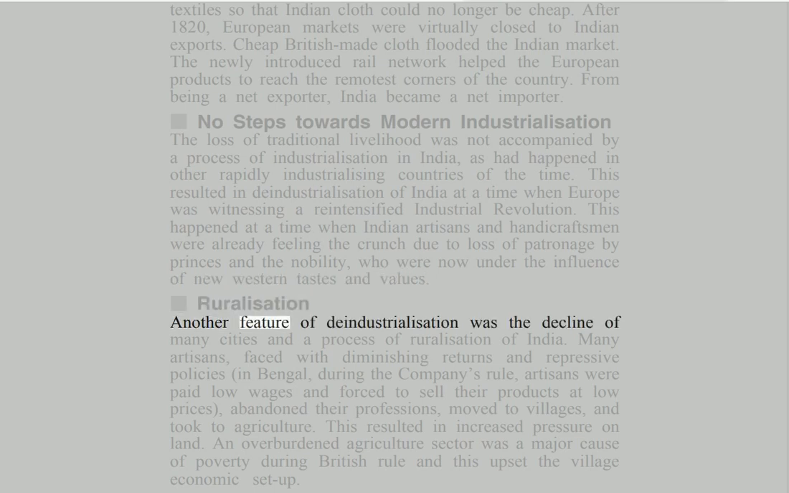Ruralization. Another feature of deindustrialization was the decline of many cities and a process of ruralization of India. Many artisans, faced with diminishing returns and repressive policies, abandoned their professions, moved to villages, and took to agriculture. In Bengal, during the Company's rule, artisans were paid low wages and forced to sell their products at low prices. This resulted in increased pressure on land. An overburdened agriculture sector was a major cause of poverty during British rule, and this upset the village economic setup.